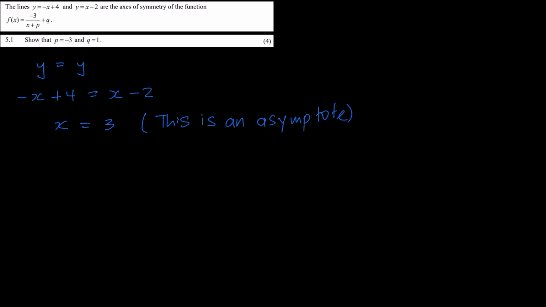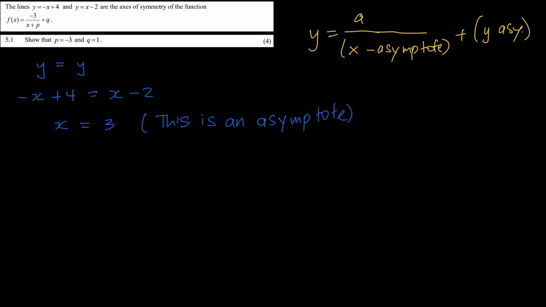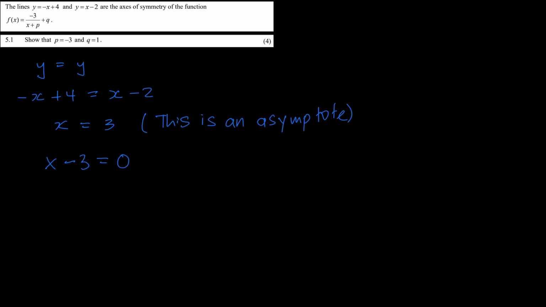Right? Now, let's look at the equation of a hyperbola and where the asymptotes exist. So the equation is y equals a over the x asymptote plus the y asymptote. Since we know the x asymptote, we need to write it in its correct form. To get the correct form, we equate it to 0. So we say x minus 3 equals 0, and from there we see that my p value is minus 3.